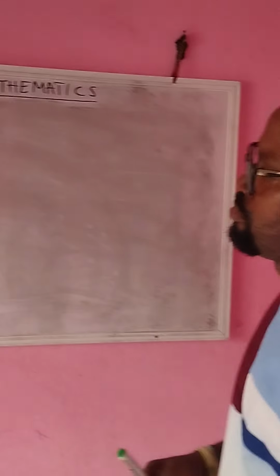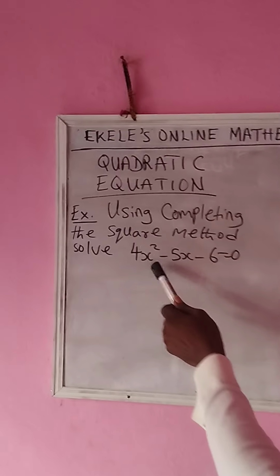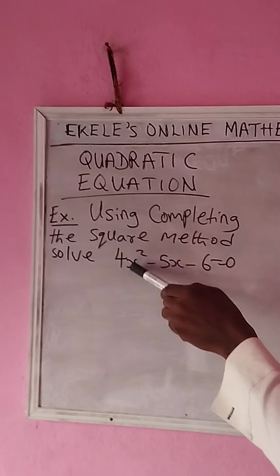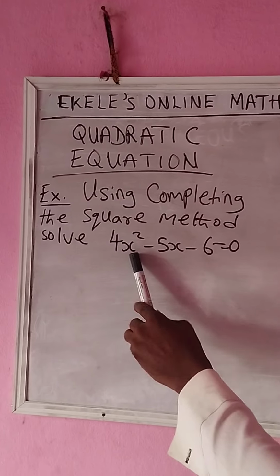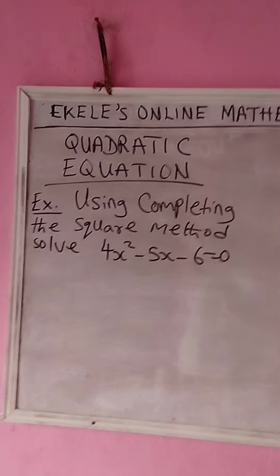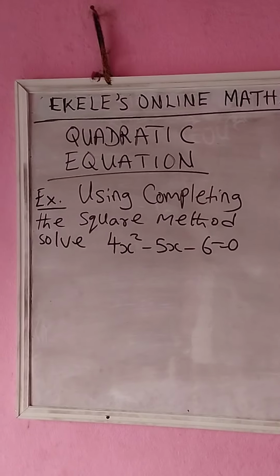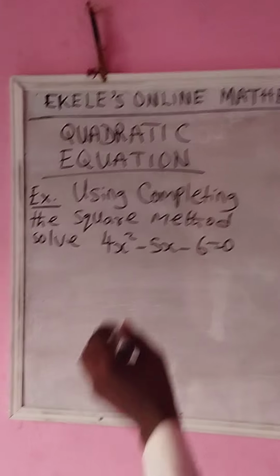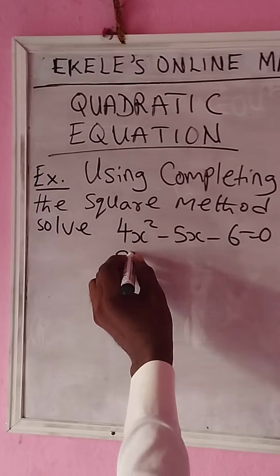A quadratic equation is an equation in which the highest power of the unknown, call it x, is 2. An equation in which the highest power of the unknown, say x, is 2, is called a quadratic equation, as you can see on the board. Then there are different methods of solving a quadratic equation.